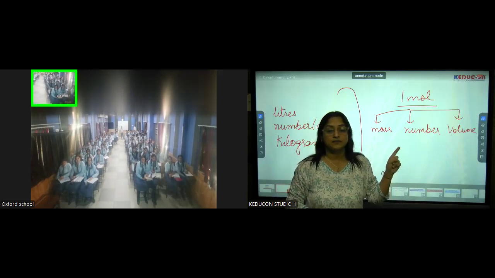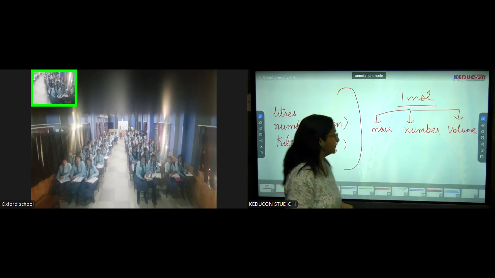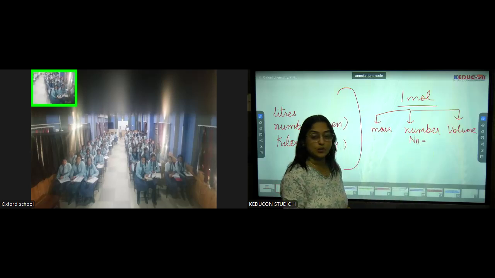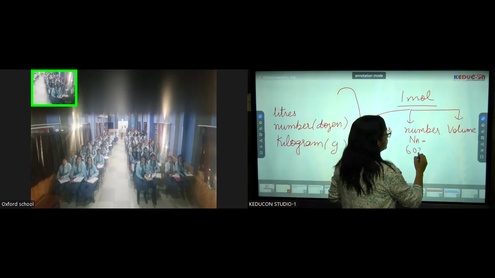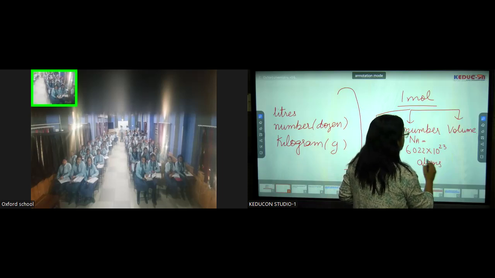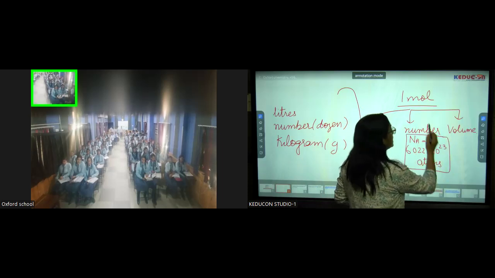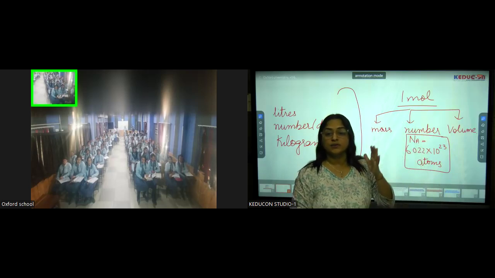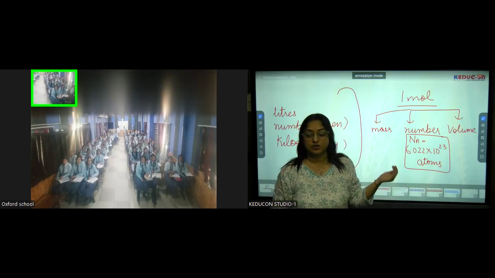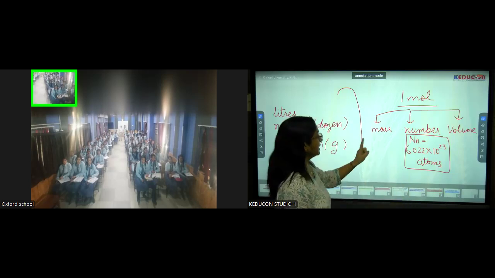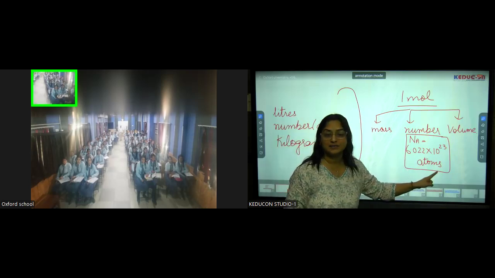Do you know that? The exact number of atoms in 1 mole. We call it the Avogadro number, based on the name of the scientist, which means 6.02 times 10 raised to power 23 atoms. This is the number of atoms present in 1 mole of any element. It could be sodium, it could be carbon. So if I take 1 mole of carbon, that will mean it contains this many atoms.